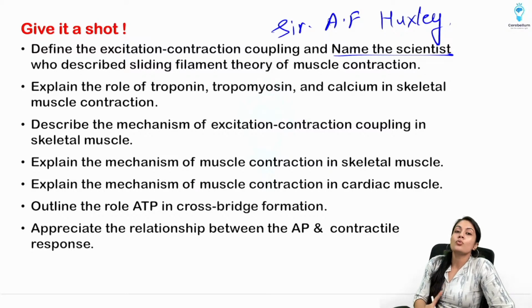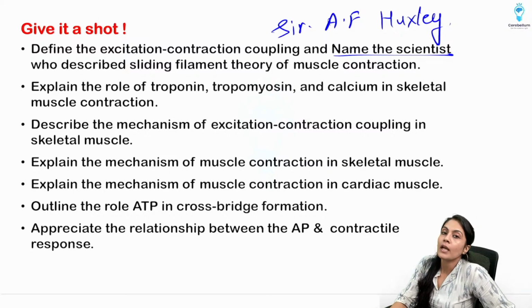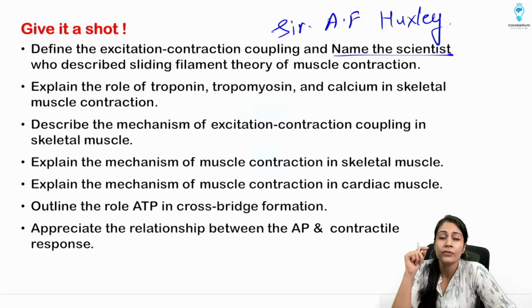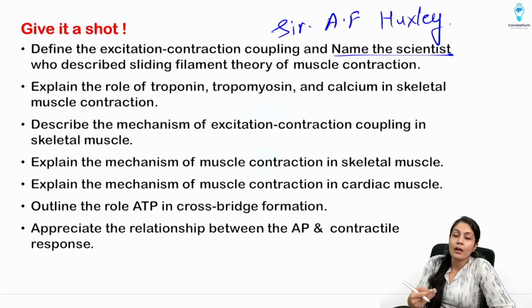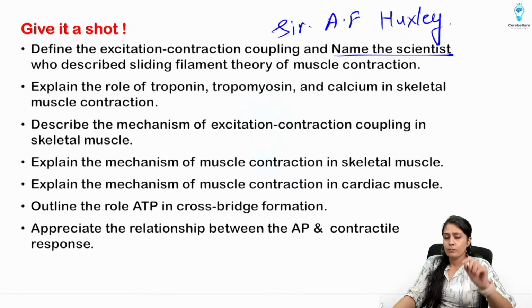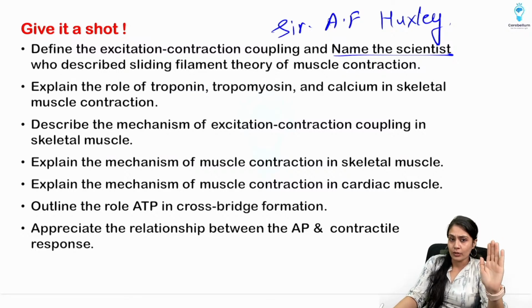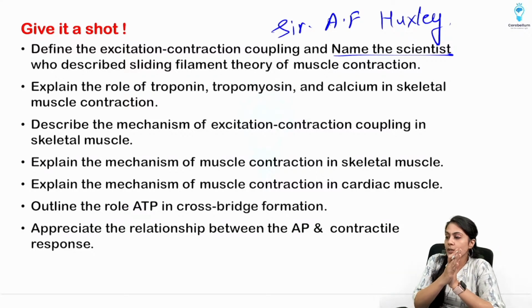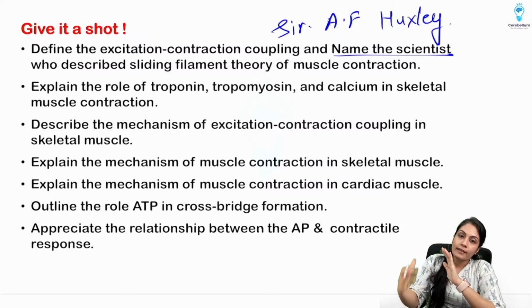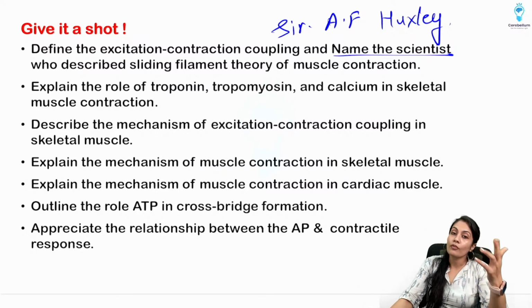Remember, he was the scientist who got the Nobel Prize in around 1957 for the sliding filament theory. Troponin is heterotrimeric, so 3 different subunits having 3 different roles that you have to explain in this. Tropomyosin, which covers the myosin binding site, is going to come in between and hamper the contraction. Then comes the calcium. You are going to tell the role of calcium in skeletal muscle contraction only, as they have asked.